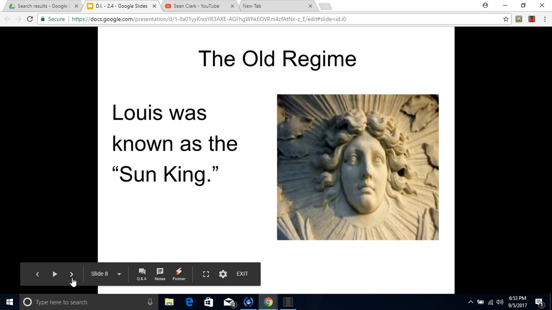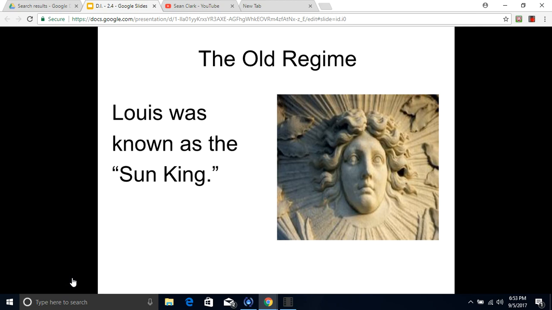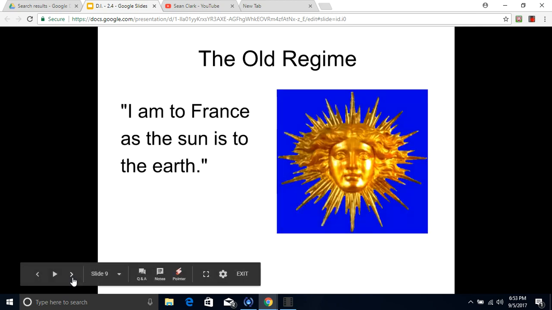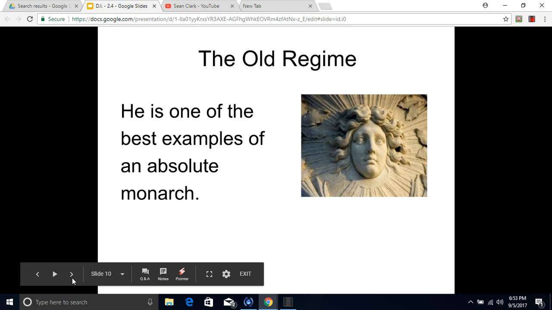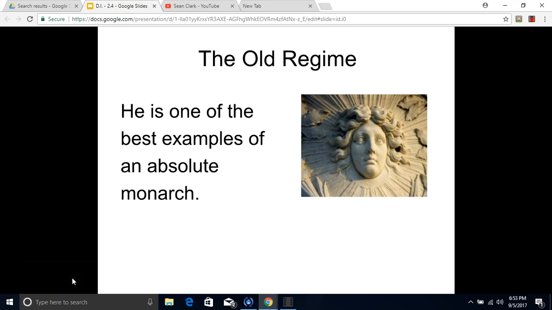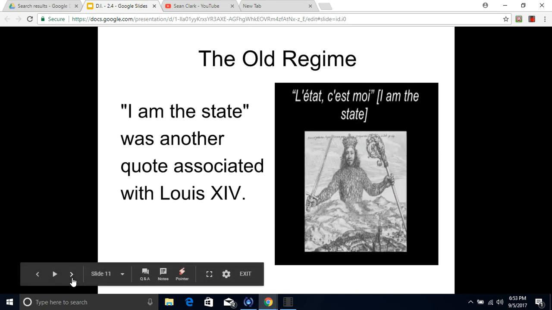Louis's nickname was the Sun King. Next slide. He once said, "I am to France as the sun is to the earth," meaning that he was pretty important, he thought anyway. Next slide. He is one of the best examples of an absolute monarch in any country, in any period. Next slide. Another famous quote of Louis XIV was, quote, "I am the state," end quote.